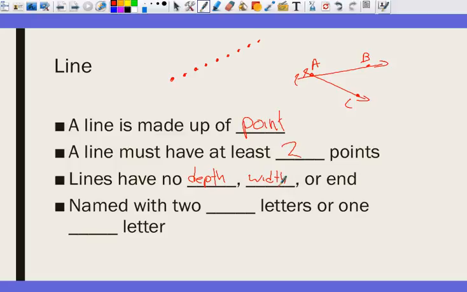So finish this sentence, Tim. Named with 2 capitalized letters. And what do those capitalized letters represent? The points on the line. Does that make sense? Okay. Can someone guess what the lowercase letter is? That is why it is so imperative you do not mix up your points with lowercase letters. They become lines.